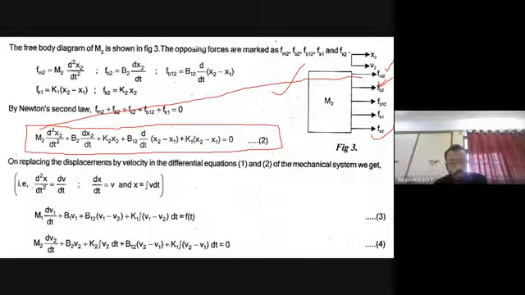Any doubt in equations 3 and 4? Why are we converting the velocity and displacement? How are we getting equations 3 and 4? Look at this. Substitute d square x by dt square equal to dv by dt, dx by dt equal to v, and x is equal to the integral of v dt. Substitute these values in equations 1 and 2. You will get equations 3 and 4, and these represent the equivalent electrical system equations. After substituting, you get the electrical equivalent differential equation for the mechanical translation system.